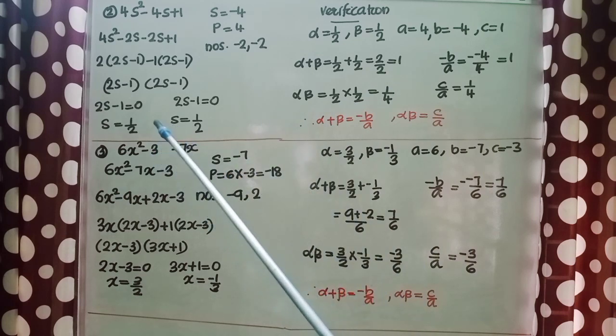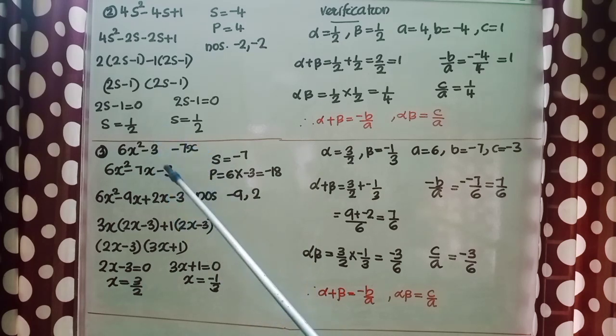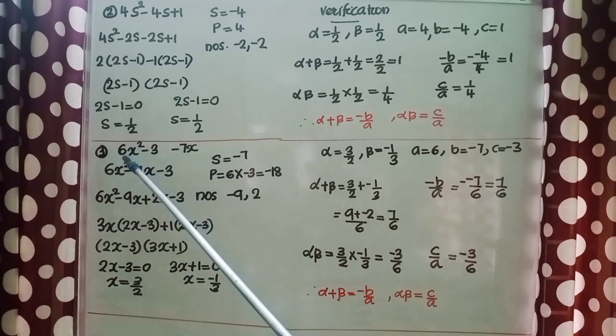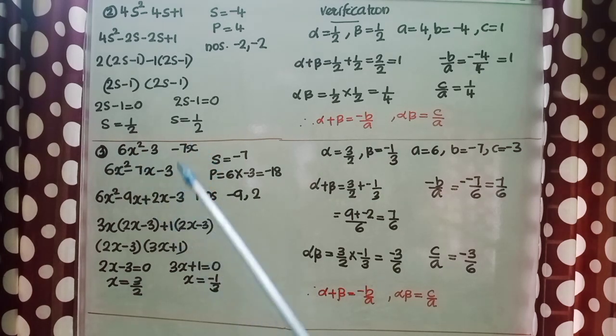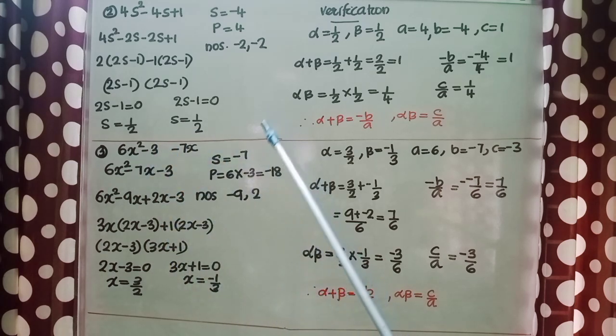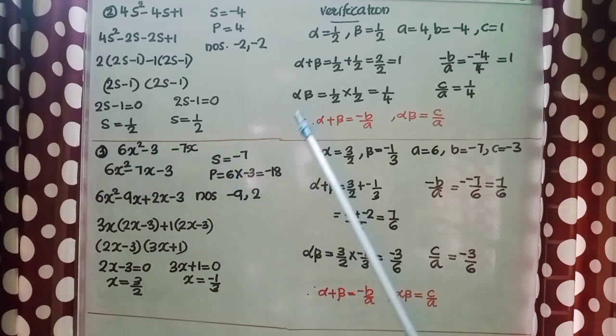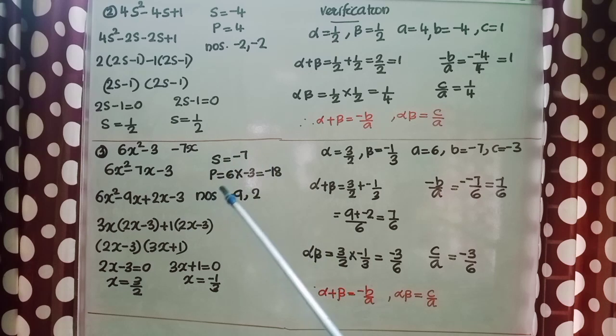Third question, 6x² − 3 − 7x. The question is not in order, so let us make it in order. We get 6x² − 7x − 3. The term with x comes in the second position. We can write the sum equal to −7. The product equals 6 into −3, which is −18. So the numbers are −9 and 2.